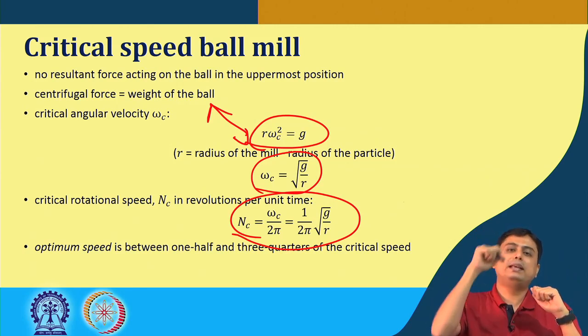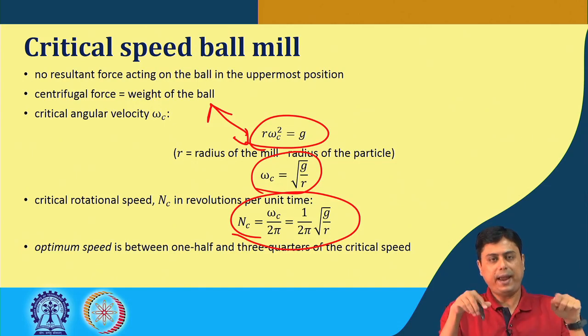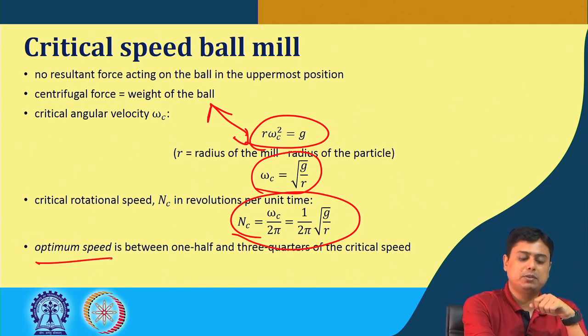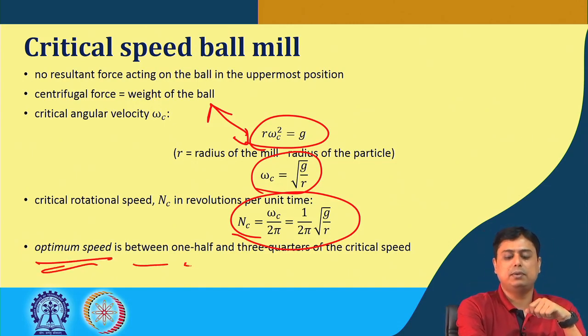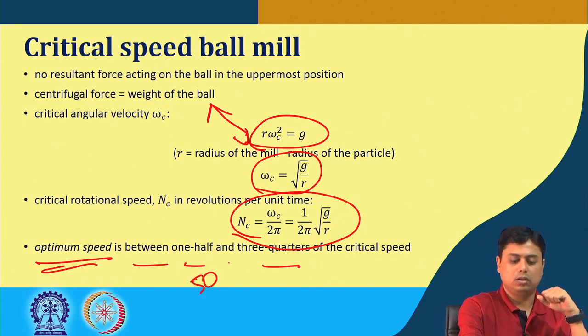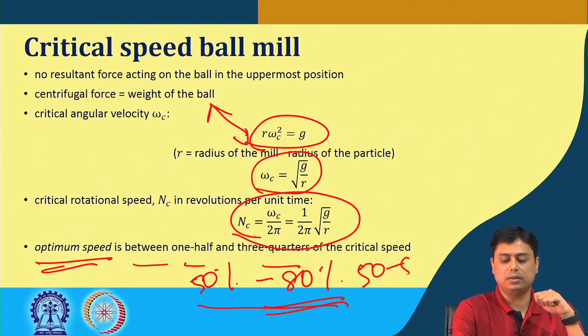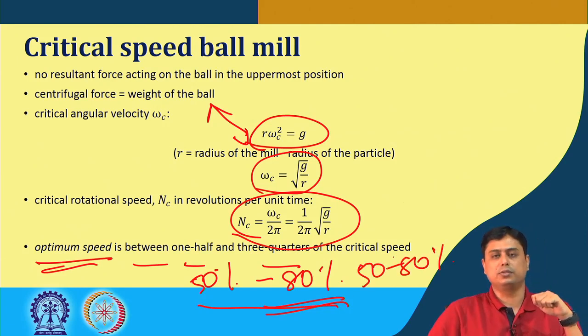The optimum has to be lesser than that, so that it can drop from that uppermost position. And in practice, it has been seen that this optimum speed is something between 50% to 75% of the critical speed. In some textbooks, they also proposed from 50 to 80% also. So, in general, we can have a range of 50 to 80% of this critical speed.